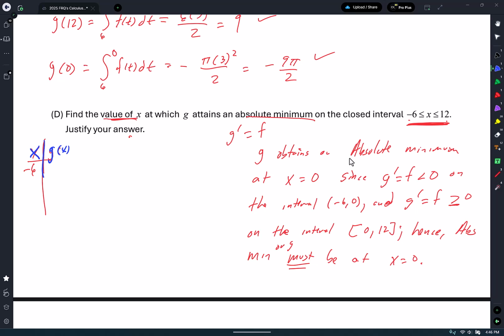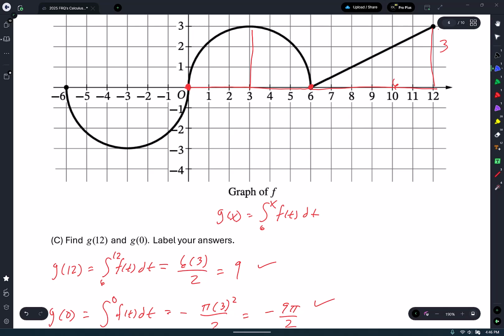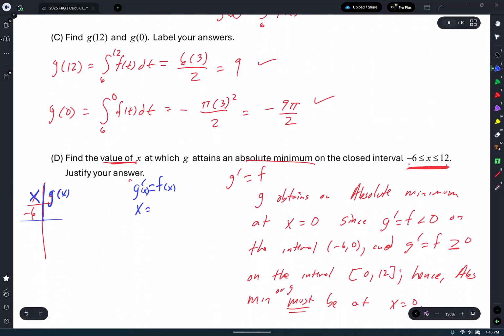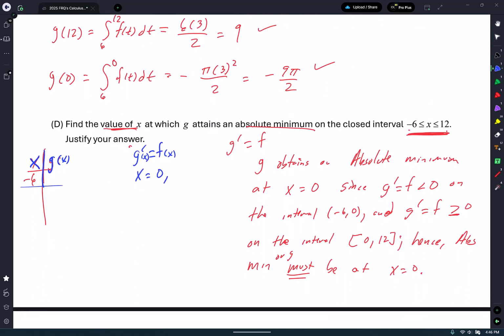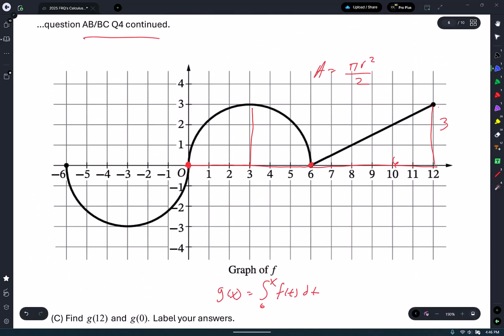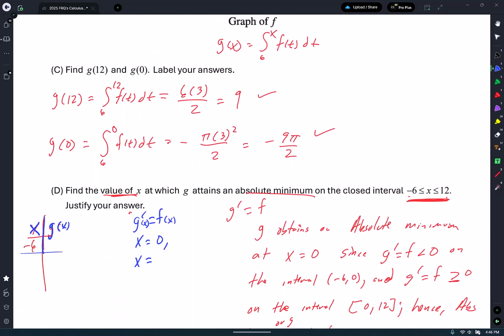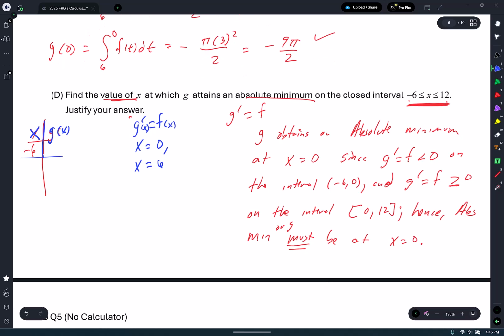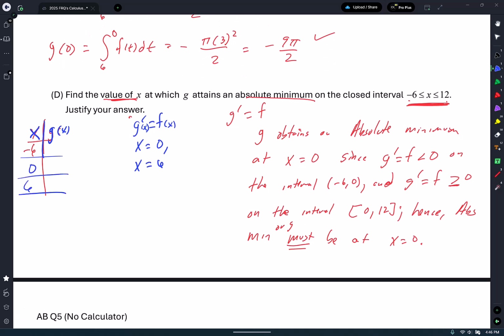All right, here we go. Let's see. What was I saying? Oh yeah, endpoints. I'm going to write G prime of x equals f of x when x equals negative 6. Well, that's an endpoint. Then 0, and x equals 6. But that's neither, right? Neither max nor min. So negative 6, 0, and then I guess I'll put 6 there, and then 12.